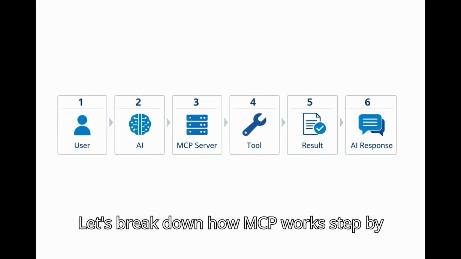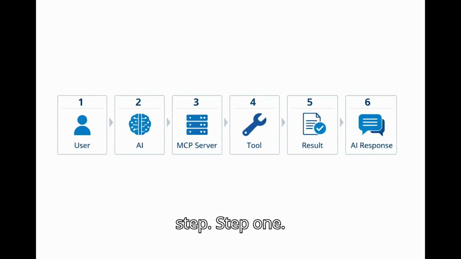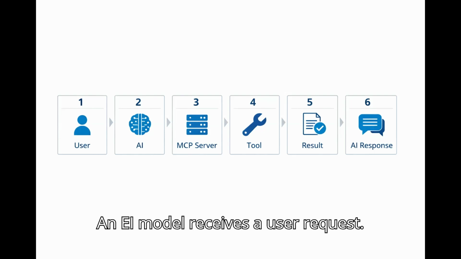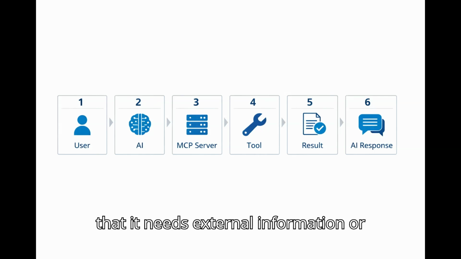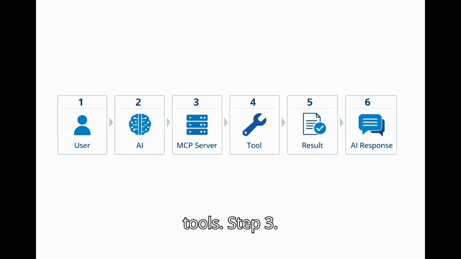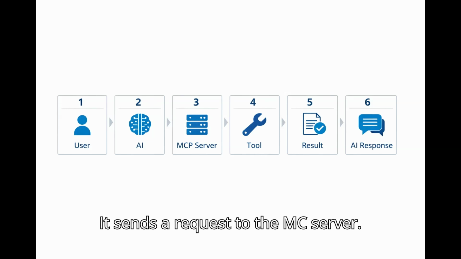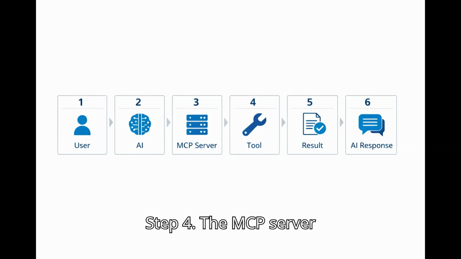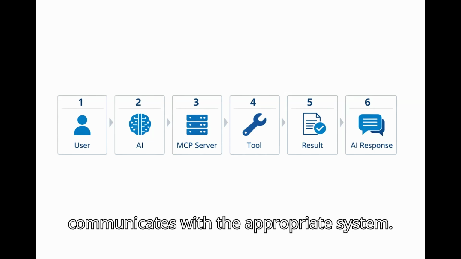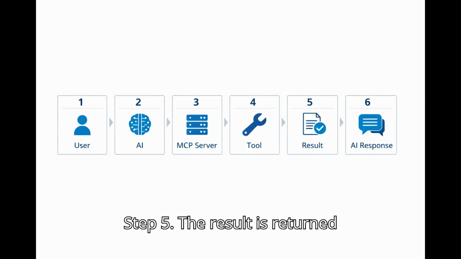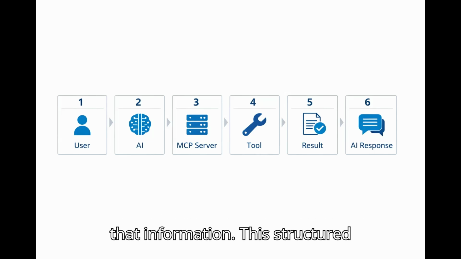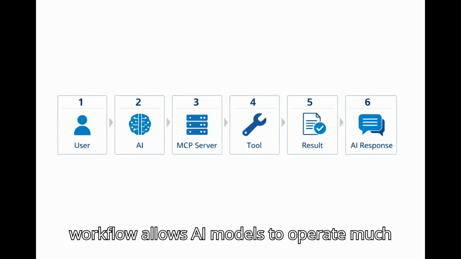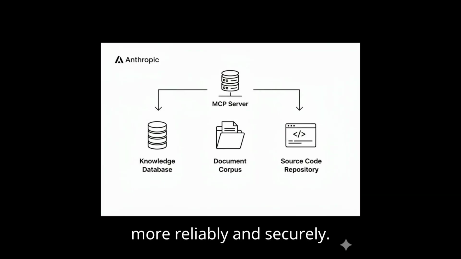Let's break down how MCP works step by step. Step 1. An AI model receives a user request. Step 2. The AI identifies that it needs external information or tools. Step 3. It sends a request to the MCP server. Step 4. The MCP server communicates with the appropriate system. Step 5. The result is returned to the AI model. Step 6. The AI generates a final response using that information. This structured workflow allows AI models to operate much more reliably and securely.